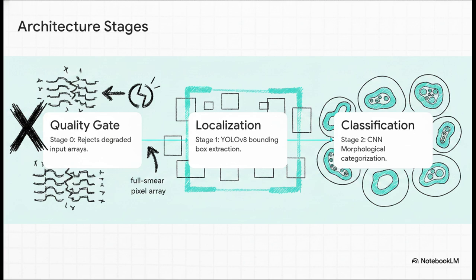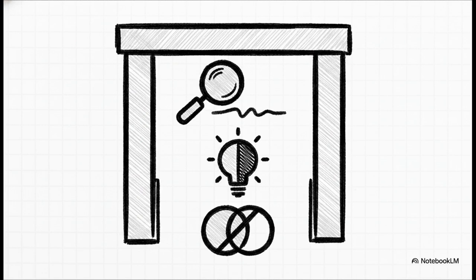If the image is good and passes, boom, it moves to Stage 1, the YOLO V8 localization core. That runs anchor-free bounding box regression to extract individual cells. Finally, those cropped regions of interest pass to Stage 2, where a pre-trained ResNet or EfficientNet model handles the deep single-cell morphological categorization. Now, to really blow the panel away, break down that Stage 0 gateway.